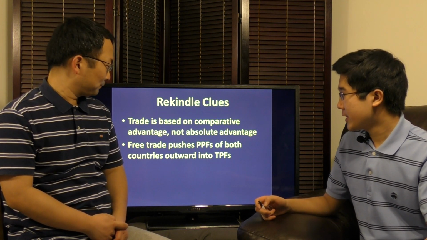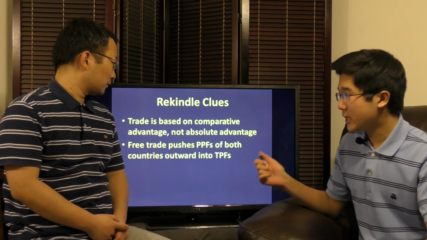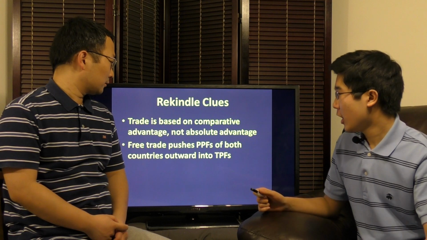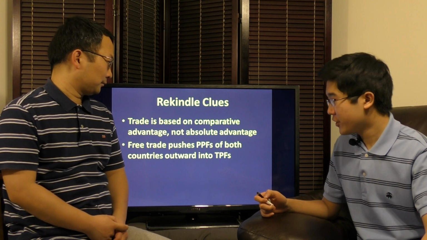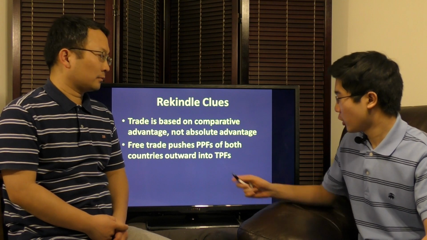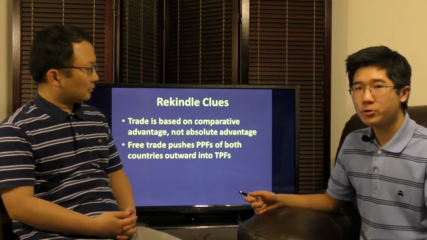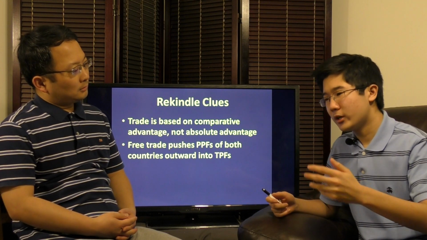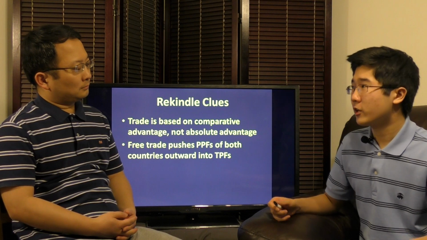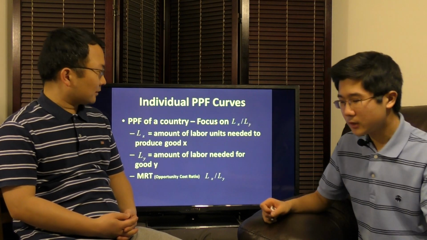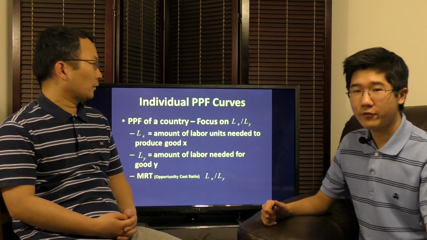Because of that, free trade based off of comparative advantage pushes the PPF, or production possibility frontiers, of both countries outwards towards a better, more efficient trade possibility frontier, or TPF. This is basically simulating economic growth, as a country borrows the more comparatively advanced resources of another country through trade.